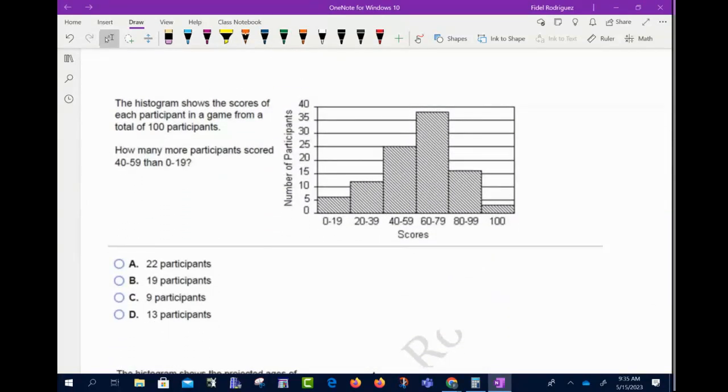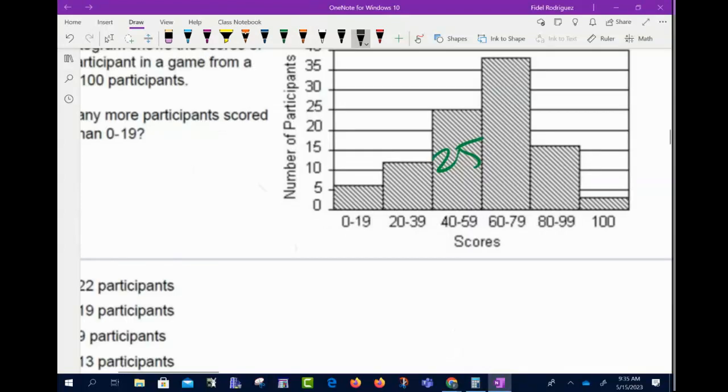Okay. So, y'all, I'm still dealing here with histograms, and it says the histogram shows the scores of each participant in a game from a total of 100 participants. Look at the question. How many more participants scored in the 40 to 59 than in the 0 to 19? So how many people scored in the 40 to 59? 25? Okay. How many scored in the 0 to 19? That looks like it's about 6, right?